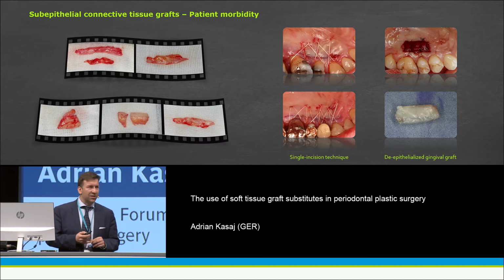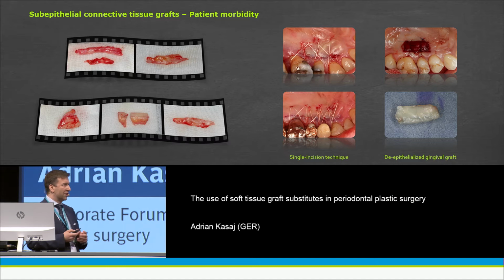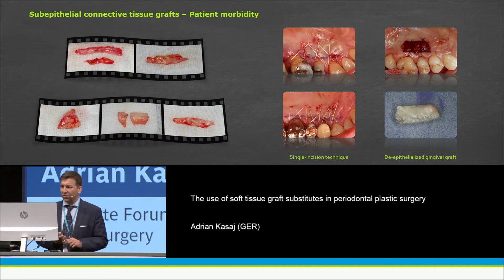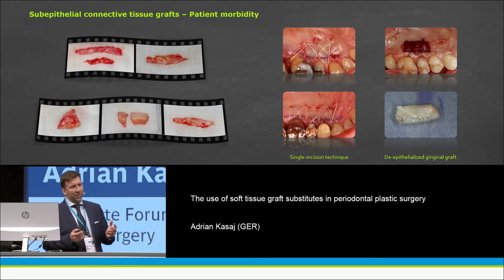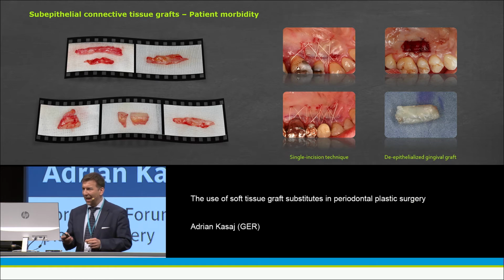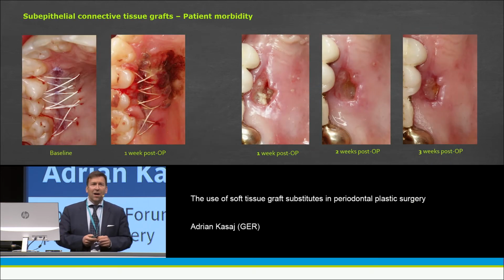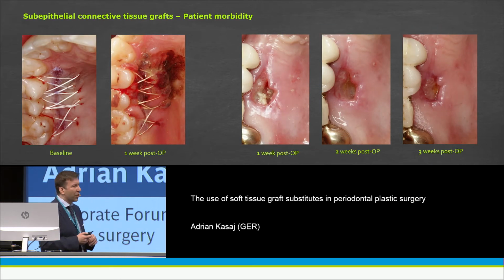Most of us use the single incision technique according to Hürzeler and Weng. Some of us like to use the deepithelialized gingival grafts. We use one side of the palate, both sides of the palate. Some are harvesting with an epithelial collar, the other ones without. Some are using the tuberosity area. But one might also experience some complications.